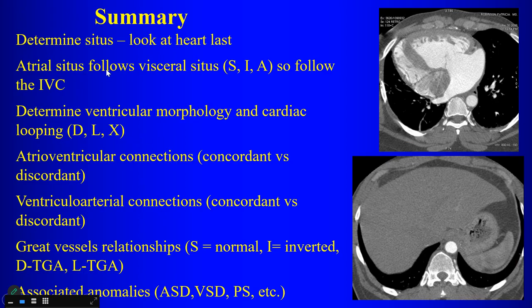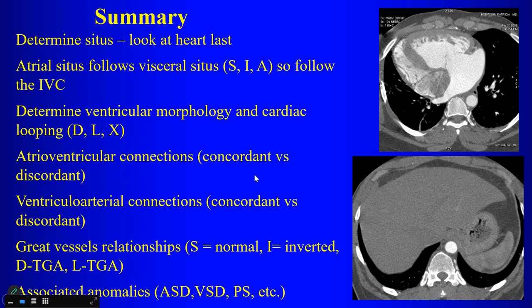So in summary, to determine the situs, you look at the heart last. Look at the organs, the visceral situs, because the atrial situs follows the visceral situs. So is it situs solitus, inversus, or ambiguous? Follow the IVC. The IVC will take you to the morphologic right atrium. Once you determine the ventricular morphology, you can figure out the cardiac looping. We went through the exercise of the von Praagh right-hand rule for figuring out the looping.